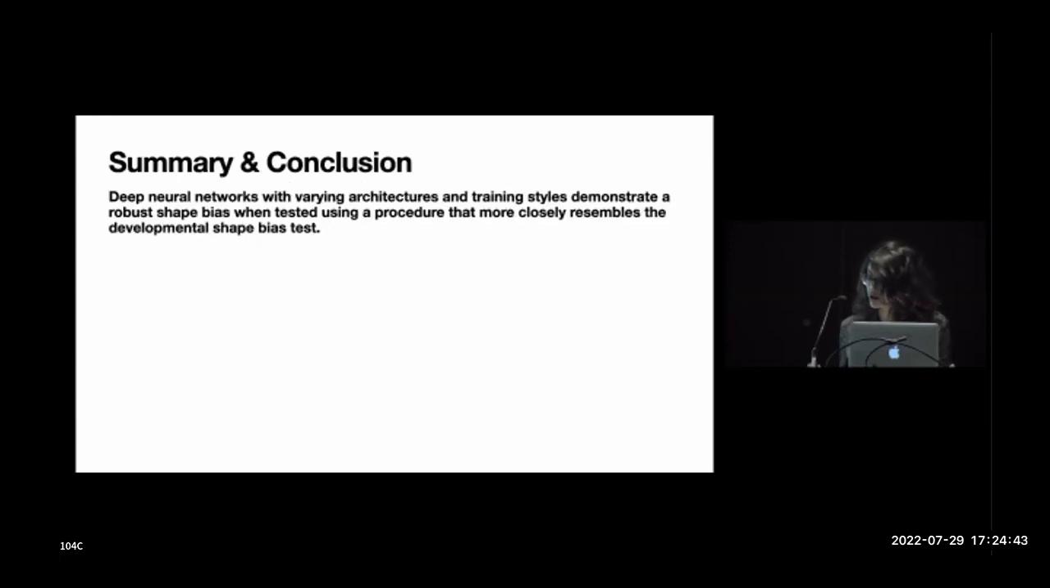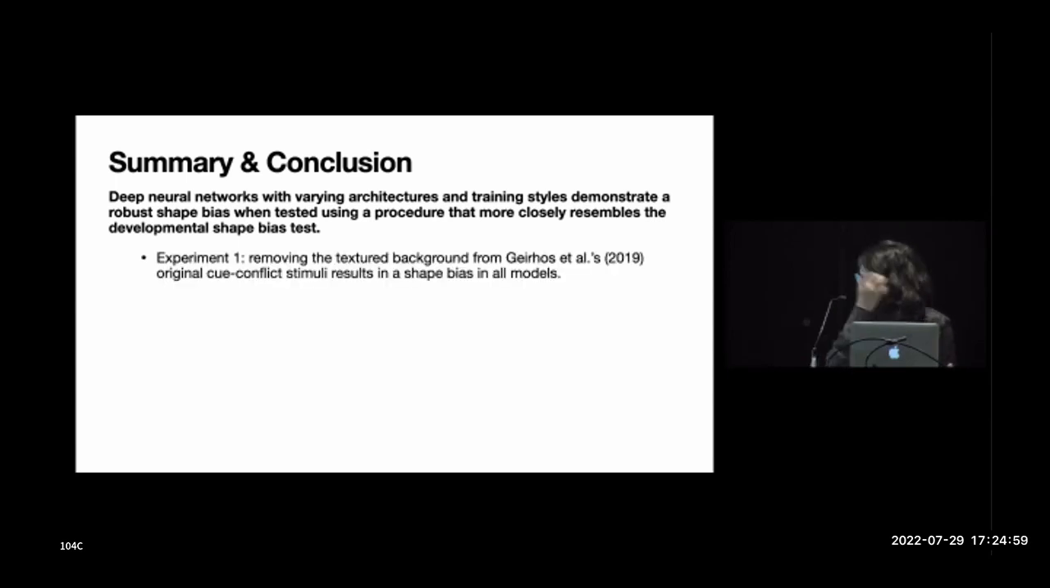So in summary, we show that deep neural networks with varying architectures and training styles demonstrate a robust shape bias when tested using a procedure that more closely resembles the developmental shape bias test, which is in contrast to previous results showing that these models are texture biased. In our first experiment, we showed that removing the textured background from Geirhos et al.'s cue conflict stimuli to attain a set of stimuli that more closely reflect the properties of real-world objects results in a significant increase in shape bias in all models tested.